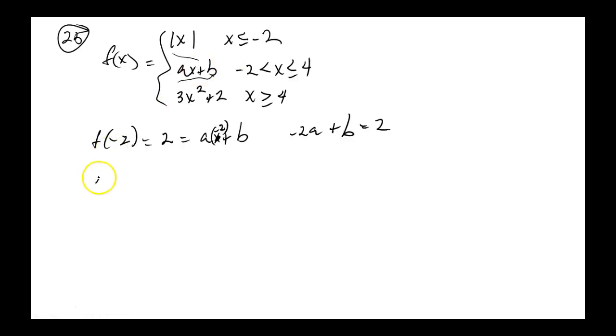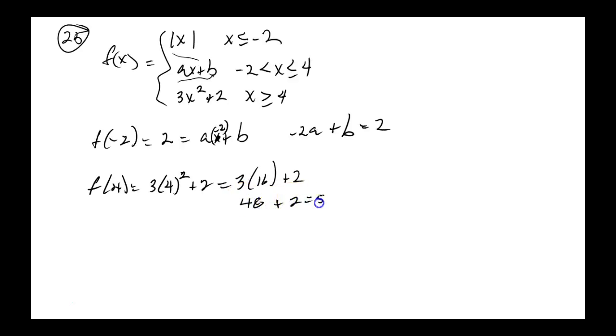And the last one says that f of 4 is equal to 3 times 4 squared plus 2, which is 16 times 3, 48. 48 plus 2 is 50. So this also says that a times 4 plus b is equal to 50. So 4a plus b is equal to 50.